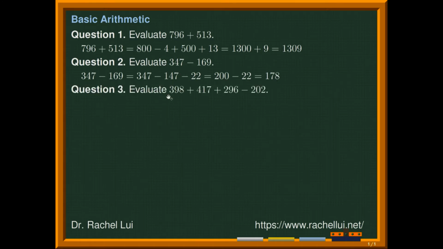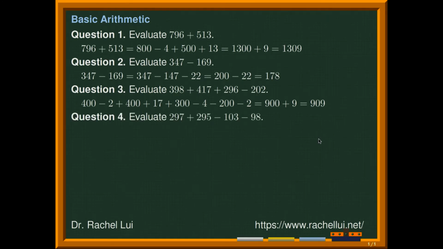Question 3. Evaluate 398 plus 417 plus 296 minus 202. So I'm going to write 398 as 400 minus 2, and then plus 400, then plus 17, and then plus 300 minus 4, and then minus 200 minus 2. So the answer is 400 plus 400 plus 300 minus 200, which is 900. And then I have 17 minus 2 minus 4 minus 2, which is plus 9. So the answer is 909.